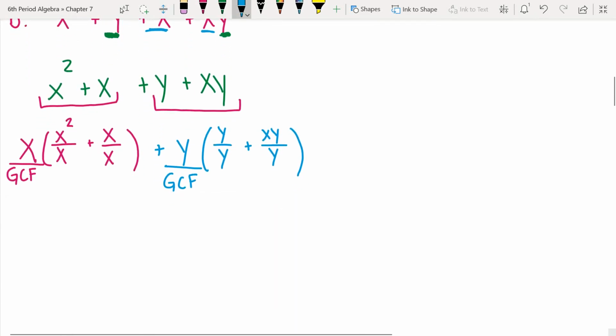Now let's simplify inside all these parentheses. Starting with the pink expression on the left. I still have an x on the outside.